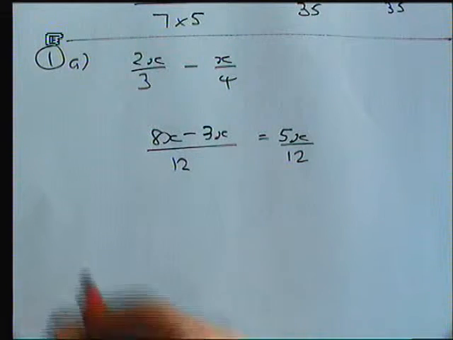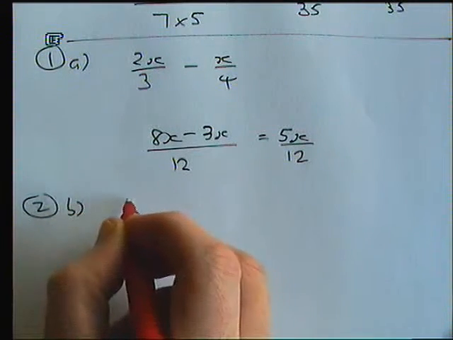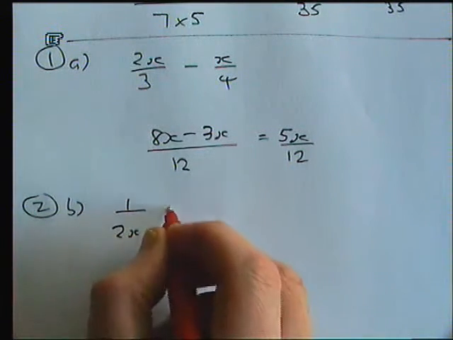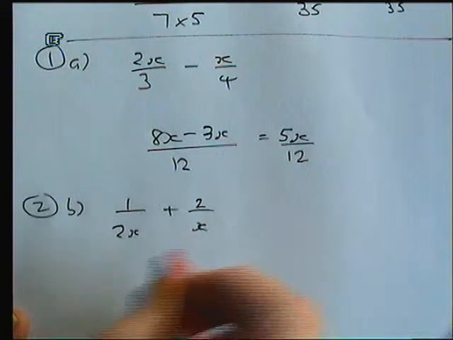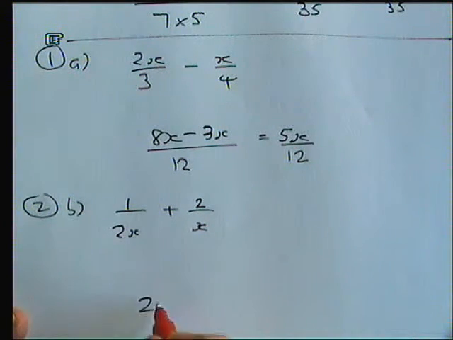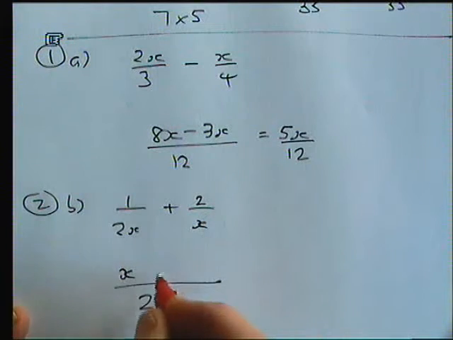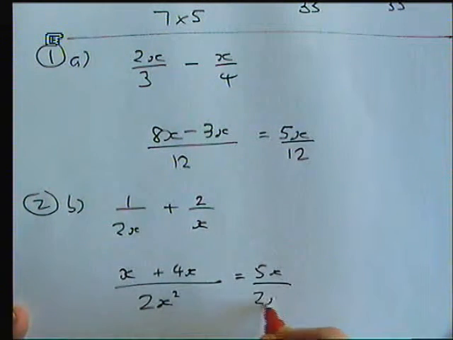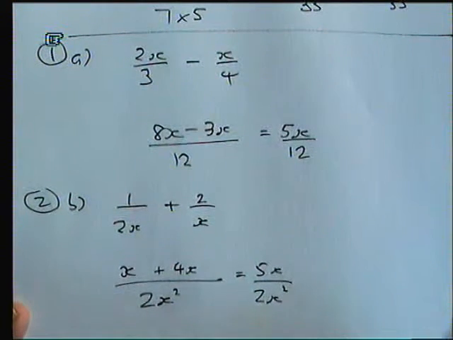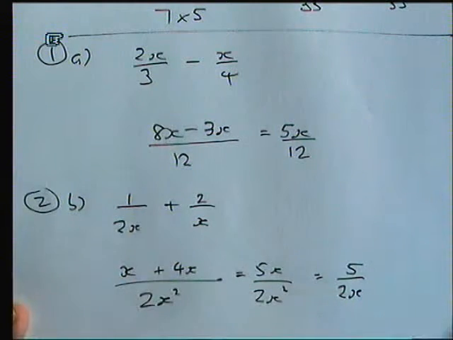Fraser, question 2. Let's go for B. 1 over 2x plus 2 over x. Common denominator. We times those two things together, 2x times by x. Then cross multiply: 1 times by x, 2x times by 2. I'm going to get 5x over 2x squared. Fraser, what should I do to finish that one? Get rid of an x. Yeah, get rid of an x on the top and on the bottom.